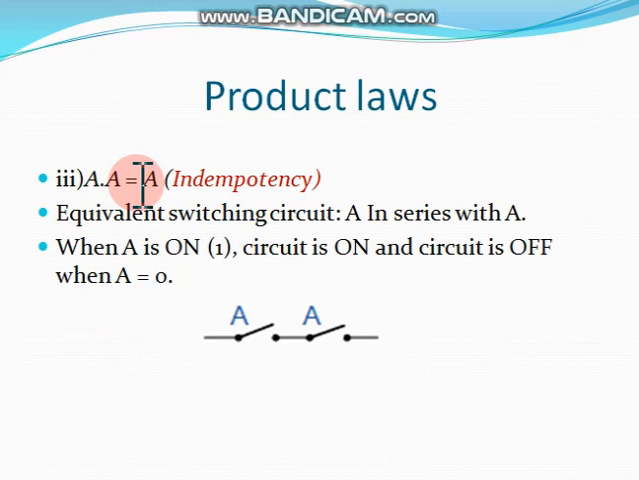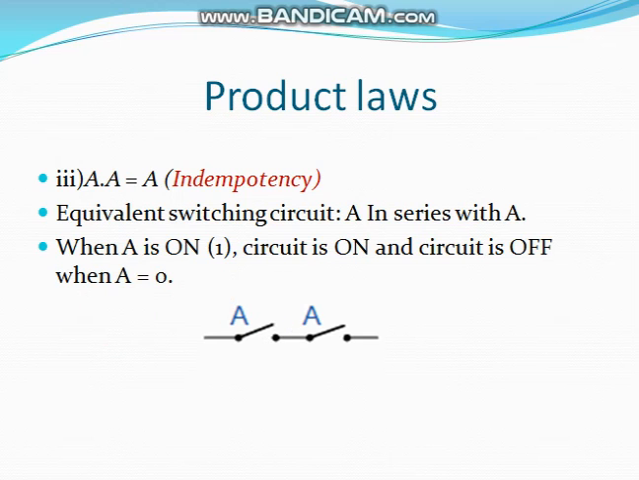And then we have the other one here, A dot A is equal to A. It's called idempotency. If A is 1, since this one is also A, it is also 1, and the result will also be 1, because this switch will be closed and this one will be closed, and the bulb will go on, which is logic 1. If A is 0, even this A will be 0, and of course the bulb won't go on, it will just go off.